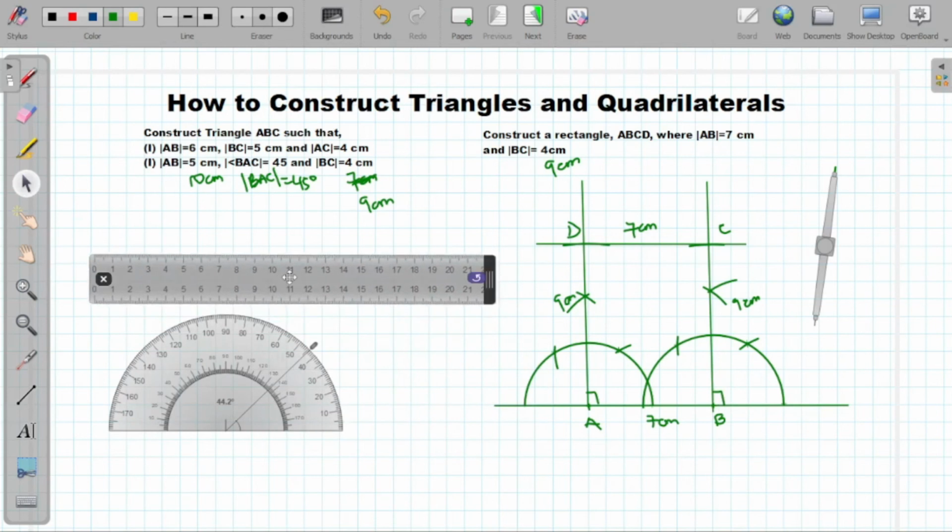So this brings us to the end of today's tutorial, and this is how we construct a quadrilateral, precisely a rectangle, as well as the previous example that we saw, which was constructing triangles.